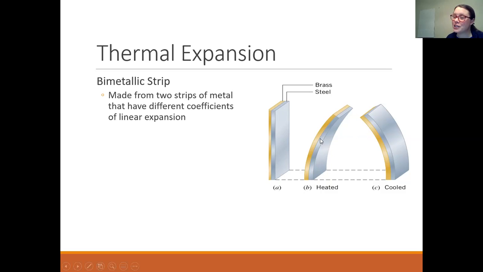Depending on how much the temperature change is, it will cause a larger bend. If there's more temperature change, a larger bend; if there's less, a smaller bend. Because that strip bends with temperature change, we can use that to activate a thermostat. When it's cooled, a temperature change in the other direction is going to cause it to bend back the other way.